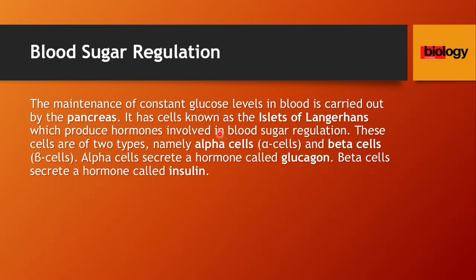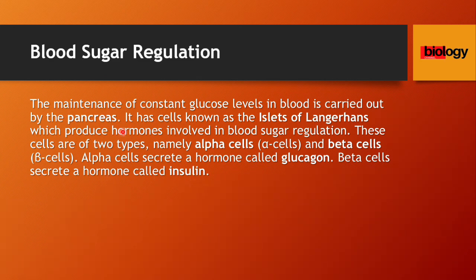It has cells known as islets of Langerhans. The pancreas has got cells known as islets of Langerhans, which produce hormones involved in blood sugar regulation. These cells are of two types, namely alpha cells and beta cells. Alpha cells secrete a hormone called glucagon, and beta cells secrete a hormone called insulin.